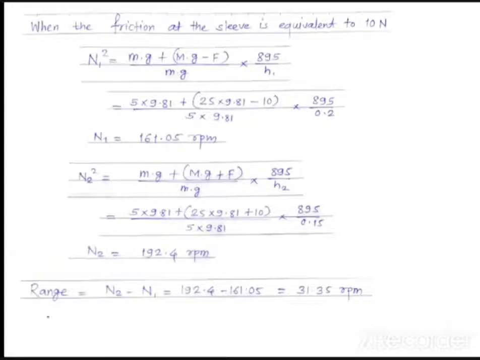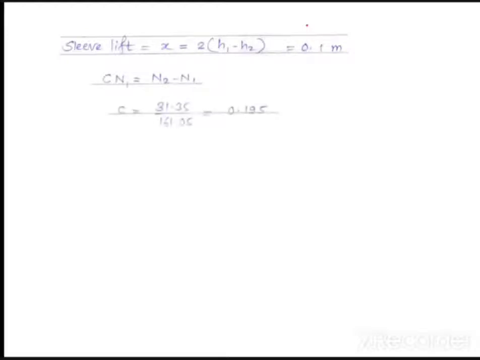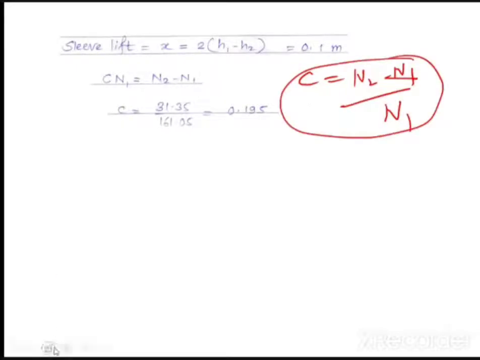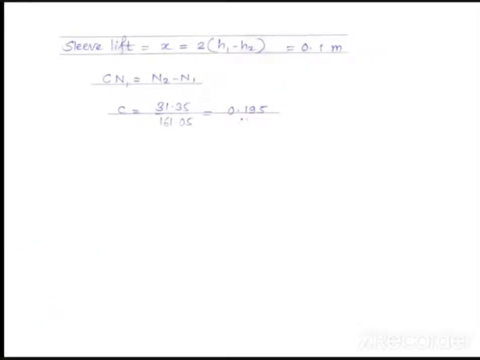Now how to calculate the governor effort? The sleeve lift will remain the same. This point is very important. Remember this point. When the frictional force is considered, the sleeve lift will remain the same: x is equal to 2 times (h1 minus h2). The percentage increase in the speed will change, because N1 and N2 have changed. So C is equal to (N2 minus N1) upon N1, the percentage increase in speed, and I am getting C is equal to 0.195.